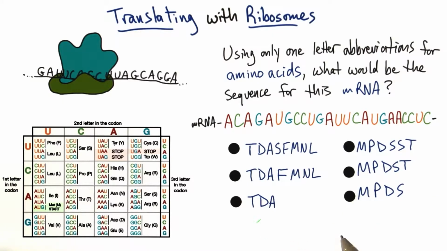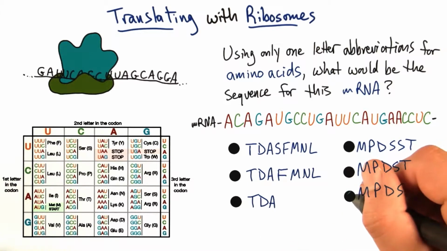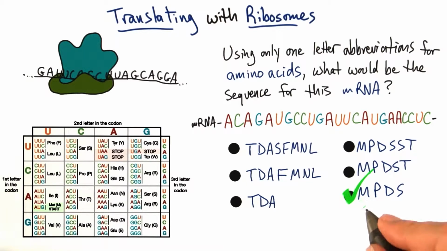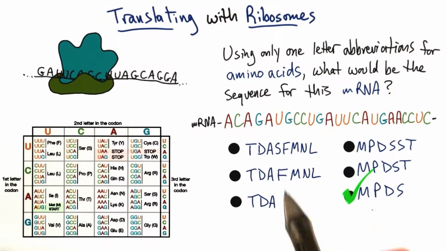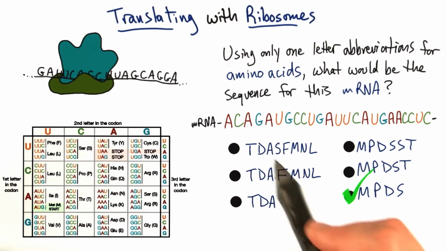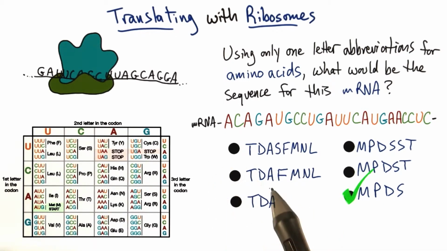Okay, this was a really tricky problem, but the answer is the last one right here. Methionine, or M, P, or proline, D, or aspartate, or S, or serine. Now, if you had trouble getting this, let's walk through it really quick. I can immediately get rid of these first three answers over here for one very important reason.